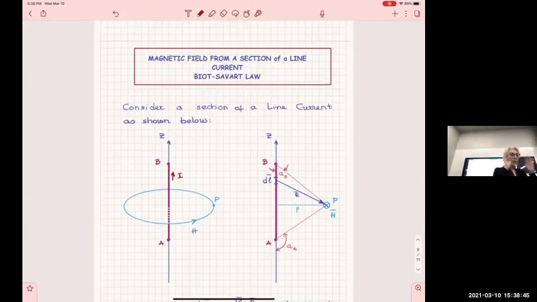Now is when we are going to start with this, and if we don't finish it, now is when we are using the Biot-Savart law to find the magnetic field. What do we have here? We have a section of a current line, from A to B. So it is not an infinite line as we did when we used Ampere's law. This one is finite, so we cannot use Ampere's law.